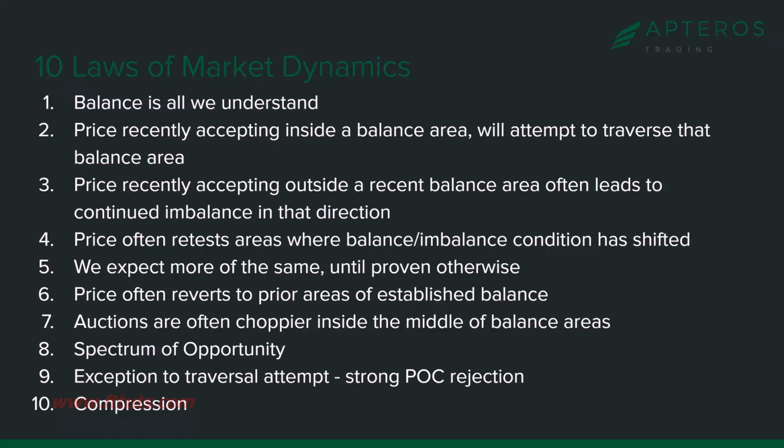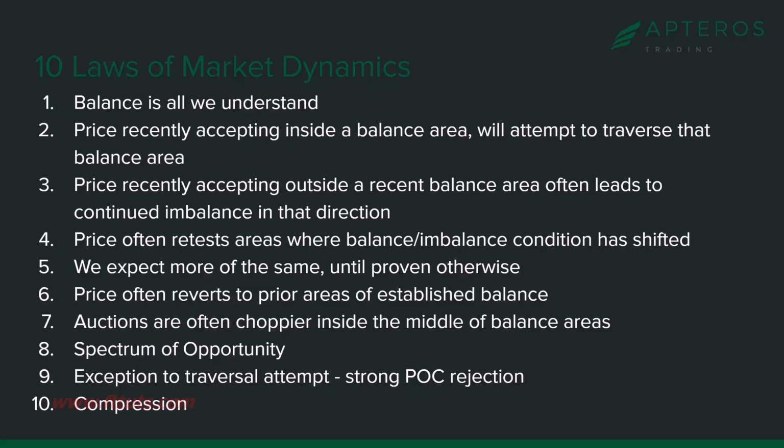Here they are in all their glory. Let's briefly just run over them and then let's get specific about them. Number one, balance is all we can understand. Period. We don't understand trends, okay? All we understand is balance. Balance is all that exists. Number two, price recently accepting inside a balance area will attempt to traverse, to go across that balance area. Number three, price recently accepting, holding outside a recent balance area often leads to continued imbalance or trend in that direction.